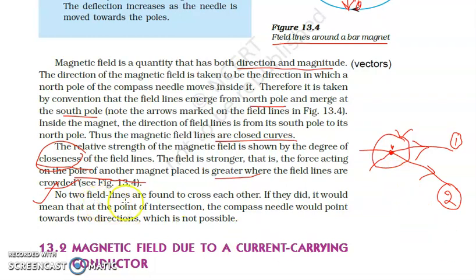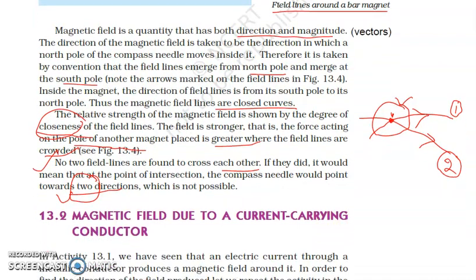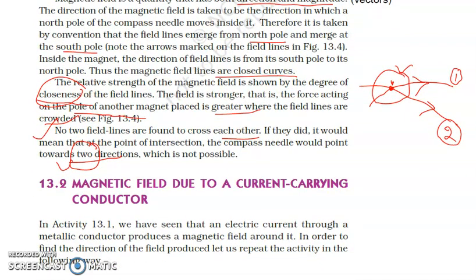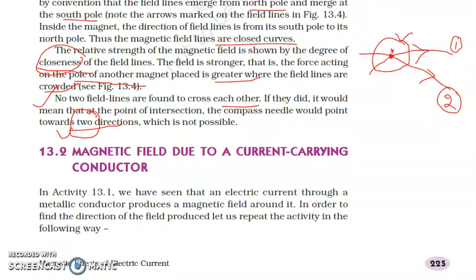Okay. So no two field lines are found to cross each other. If they did, it would mean that at the point of intersection the compass needle would point towards two directions. Pointing towards two directions means there will be two directions of magnetic field at a single point, which is not possible, of course. So that is why we say that two magnetic field lines can never intersect each other at any point.